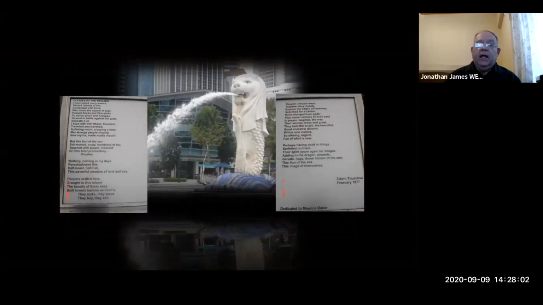Now, if you've been to Singapore, you must have seen the Merlion, right? And I don't know if you noticed that in front of the Merlion, there is a stand and a plaque. And on this plaque is a poem. The poem is written by, yes, Edwin Thumboo, "Ulysses by the Merlion."